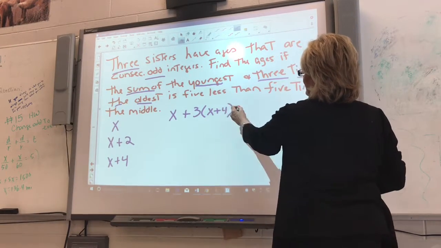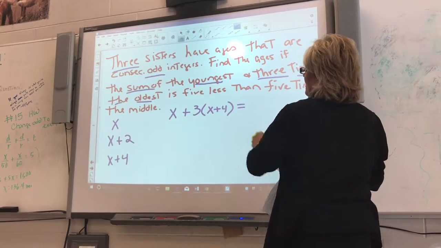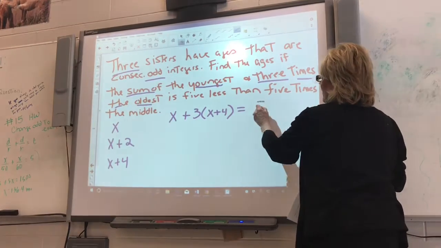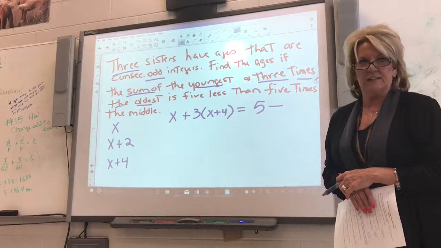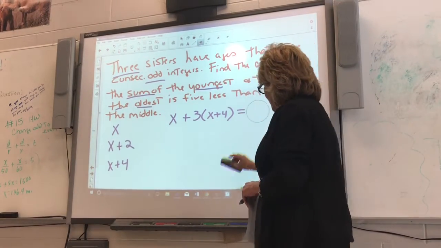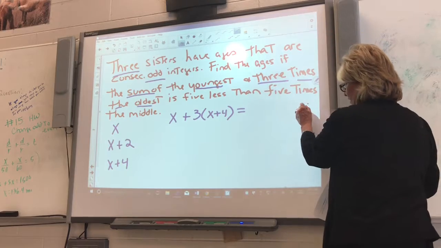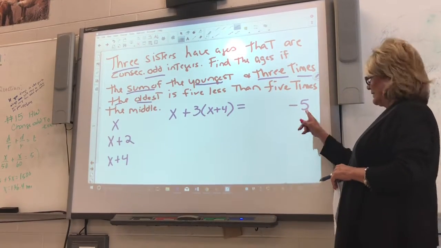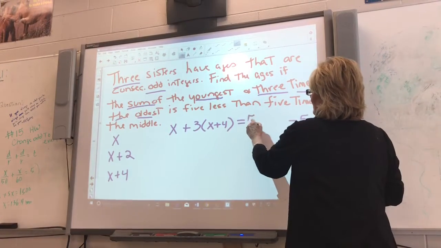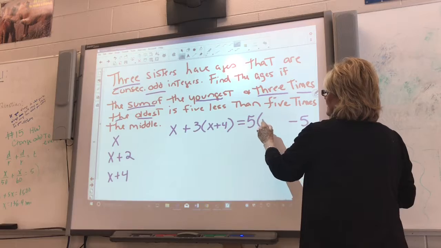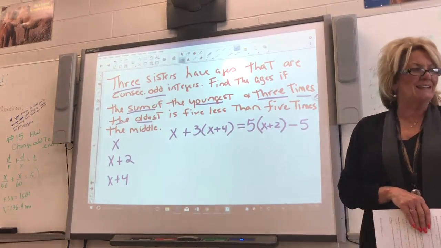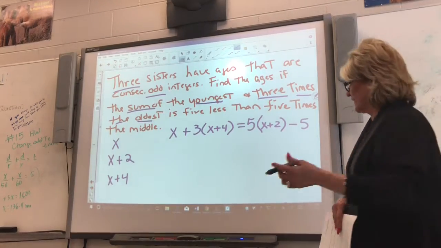3 times the oldest is, in mathematics, means equals. 5 less than. This is where kids make the mistake. They want to do this. This is not correct. They want to go 5 minus. That's not going to be 5 less than. That's going to be something less than 5. So be careful on that. When it says 5 less than, you need to put 5 over here and a minus in front. That's going to make 5 less than something. 5 less than 5 times the middle. 5 times my middle is X plus 2. That's how you build that equation. And I built it as I read it, which is the only way you're going to do it successfully.